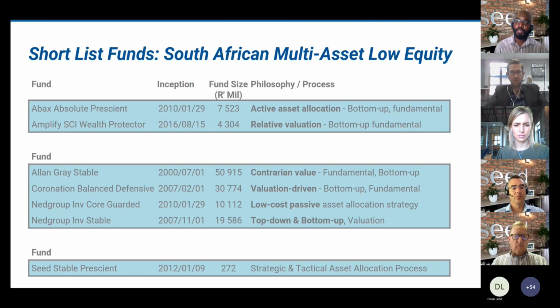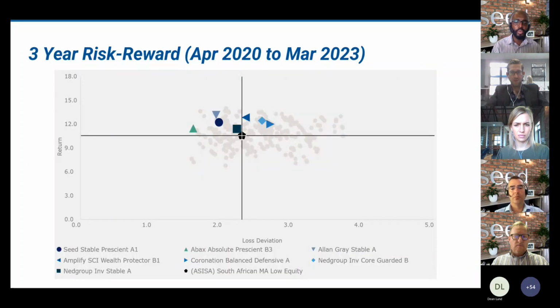If we just look at the performance for these low equity funds, then a 3-year period is a decent, is the minimum kind of holding investment period for such a fund. So if we look at the last 3 years, the returns, this is the risk reward chart. So you've got on your vertical axis your returns, and then on your horizontal axis your volatility as shown by that standard deviation.